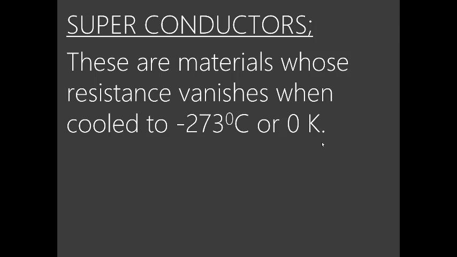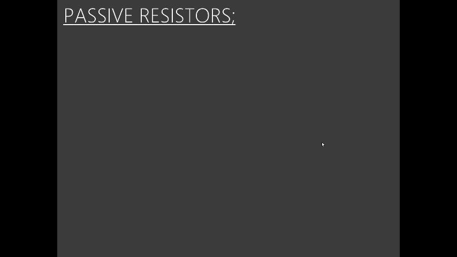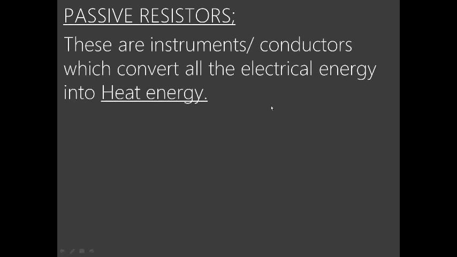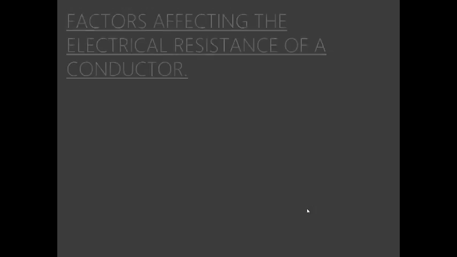That's why they are called superconductors. And they're often alloys. They are also passive resistors, instruments or conductors which convert all the electrical energy into heat. For them, all the electrical energy that comes into them they convert into heat. So those are called passive resistors, and they are used mostly in flat irons, cookers, heaters, etc. The heat is due to the collision between moving electrons and the vibrating atoms or ions of the metal. We shall look at the details of this part under the topic of heat.